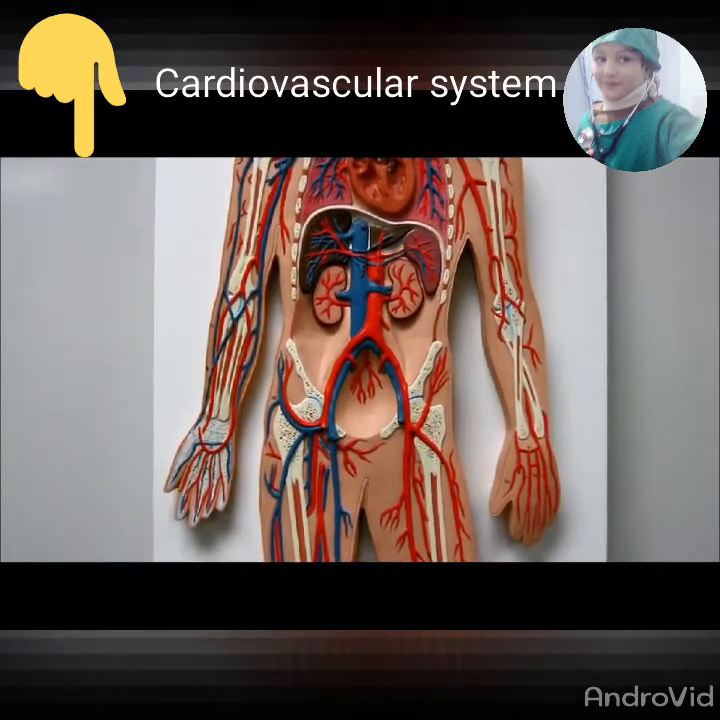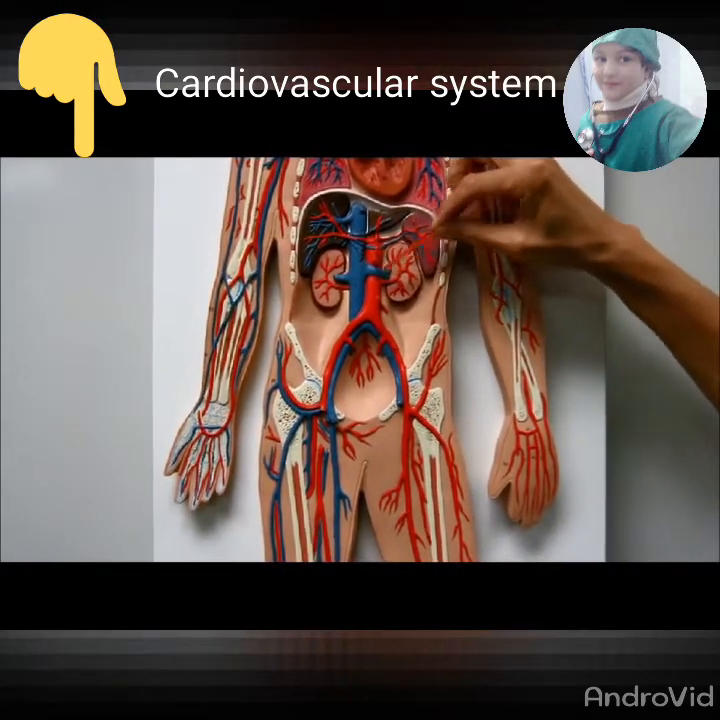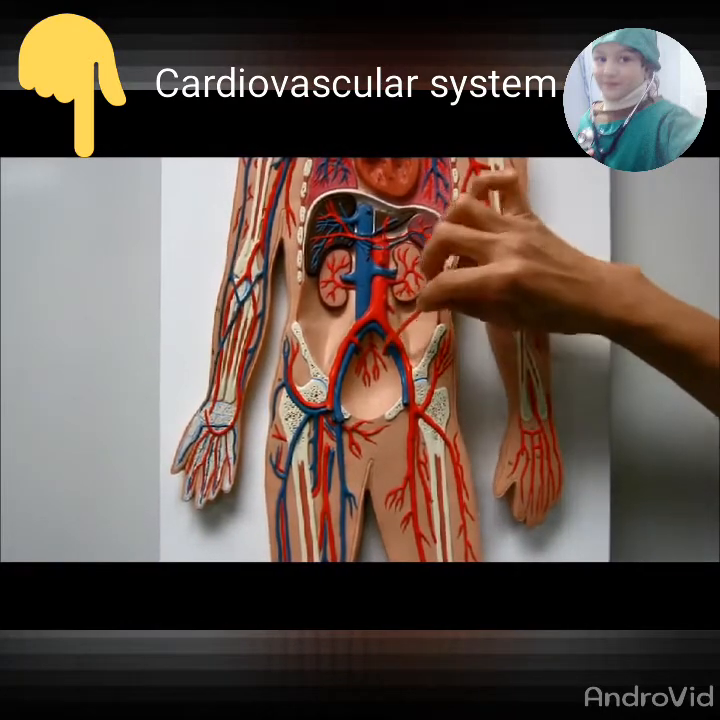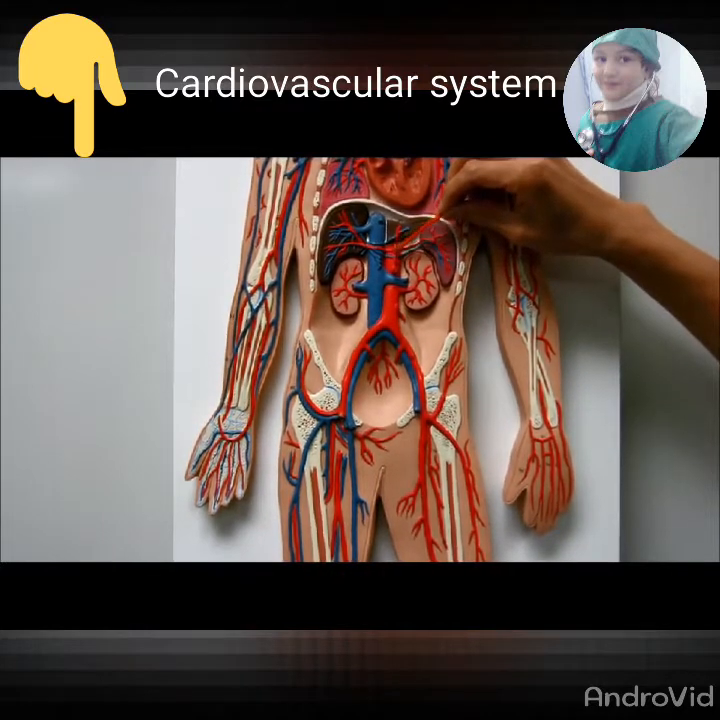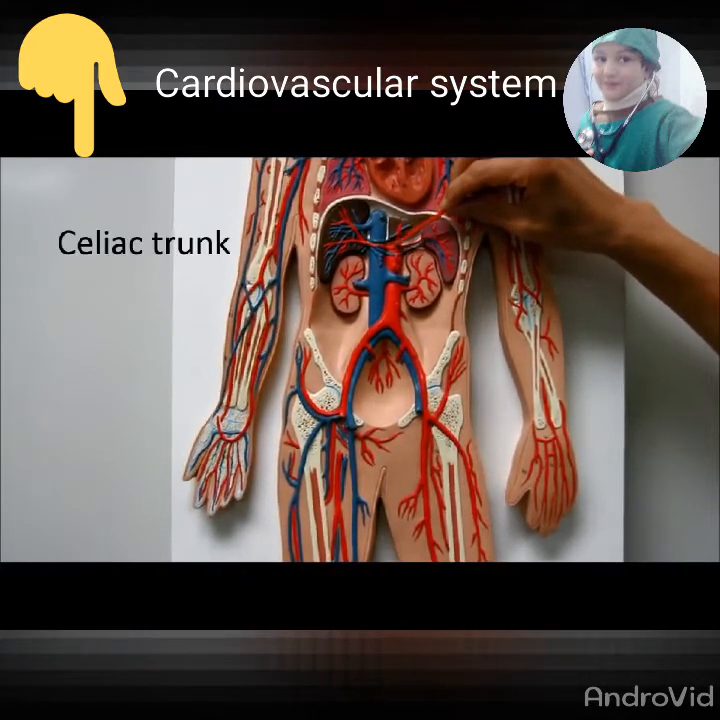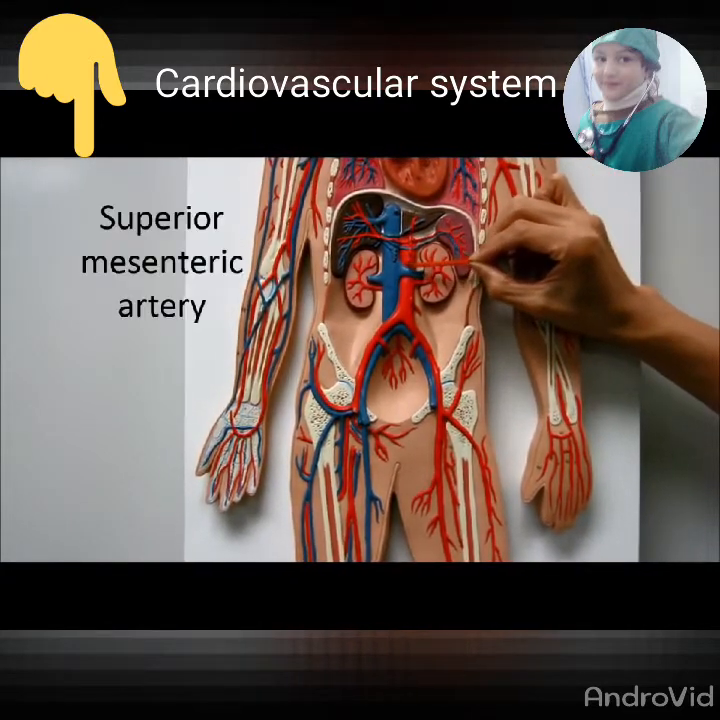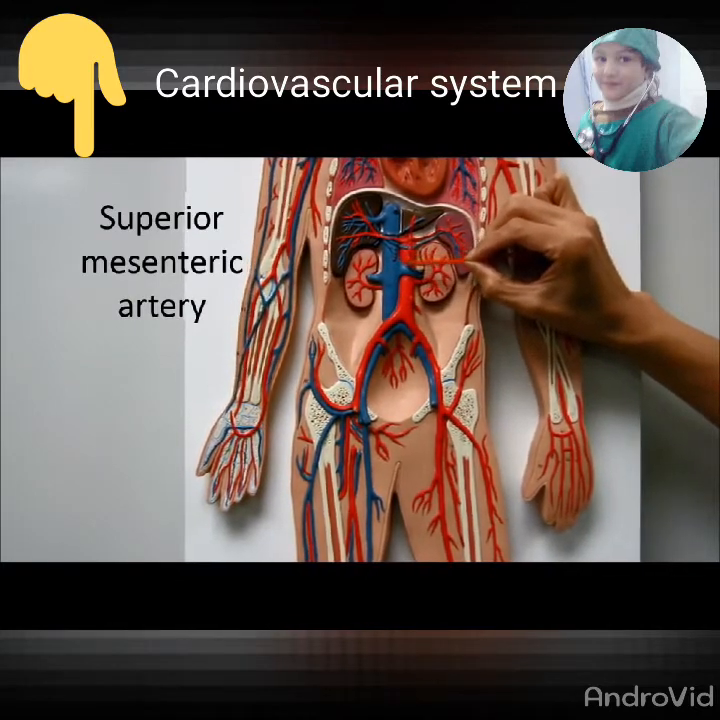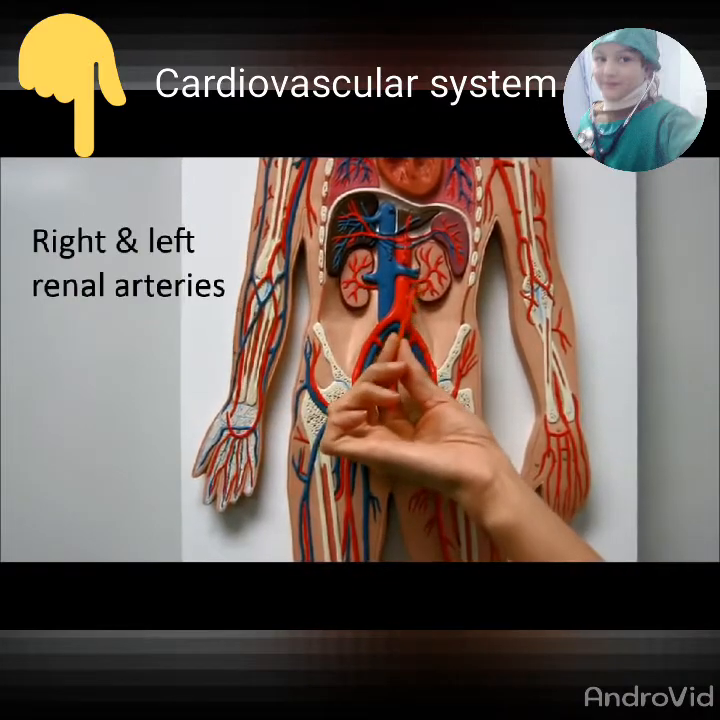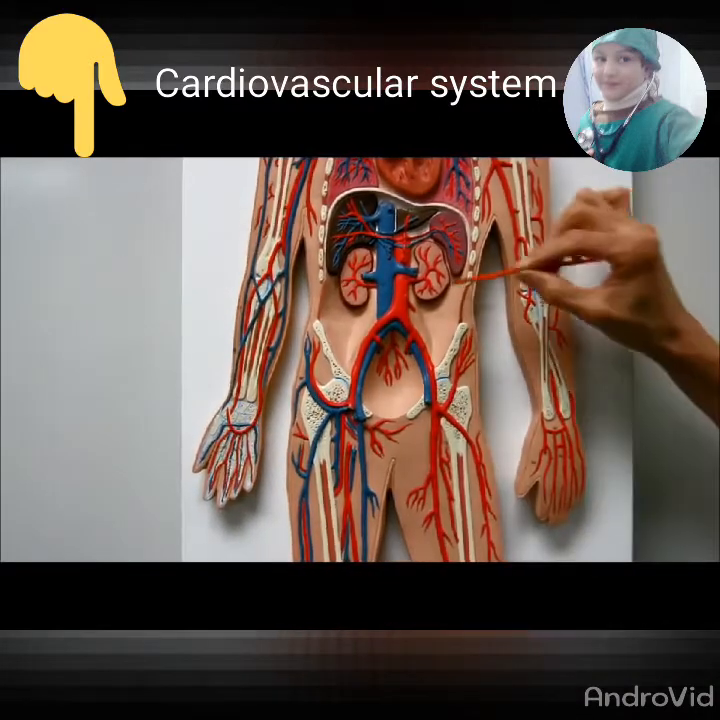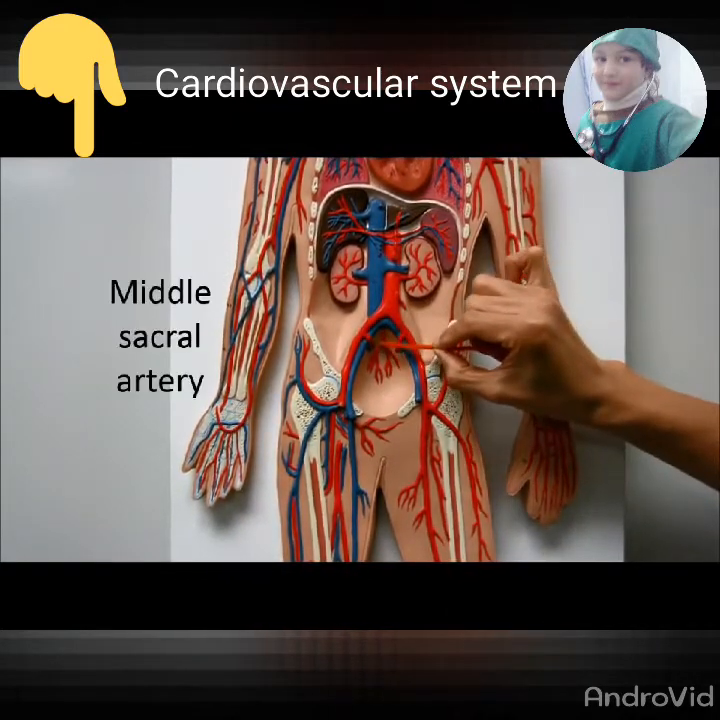There are several branches of vessels coming out of the abdominal aorta. These here are branching out of the abdominal aorta. This first one, there's a stump right here. This is called the celiac trunk. This is not the best view, so look at your lecture notes. Here, this is the superior mesenteric artery. These are the right and the left renal arteries. This is the inferior mesenteric artery, and this is the middle sacral artery.